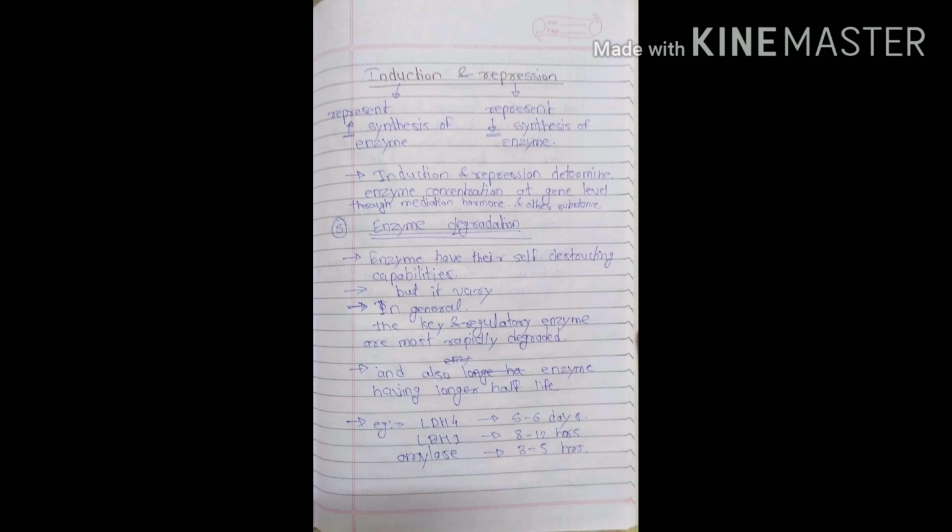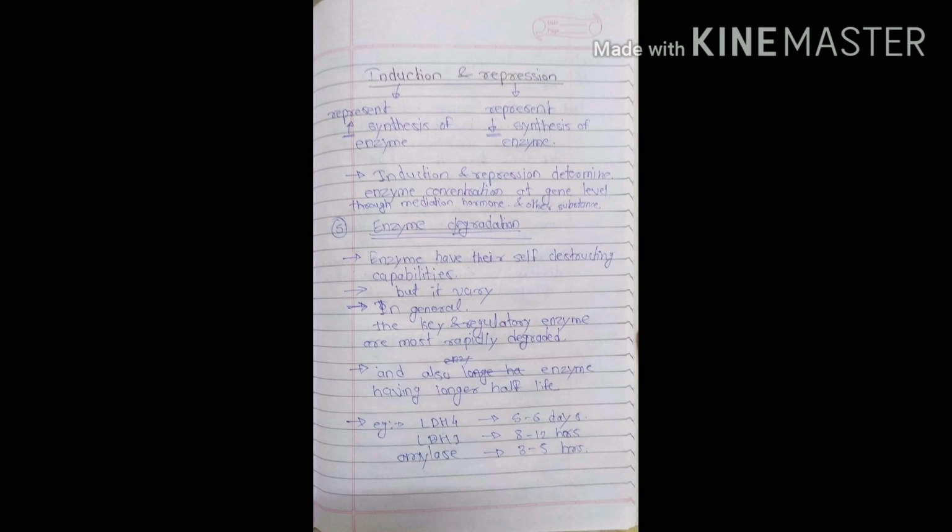There are two types of enzyme: constitutive enzyme and adaptive enzyme. In constitutive enzyme, the level of enzyme is not changed and remains fairly constant. And second is adaptive enzyme. In adaptive enzyme, the concentration increases or decreases as per body need. Now we will discuss induction and repression.